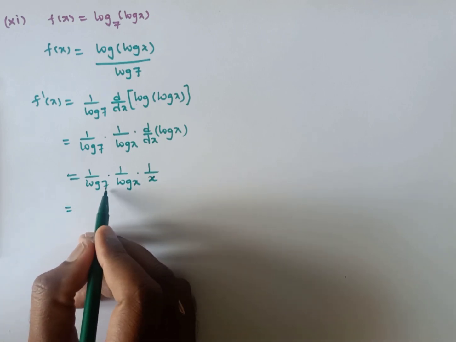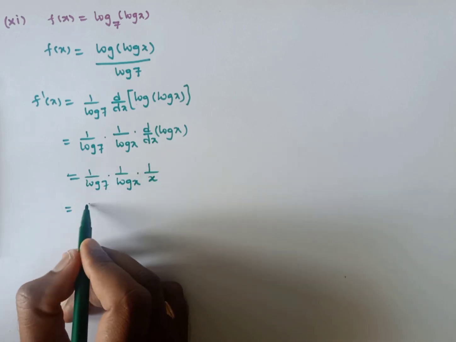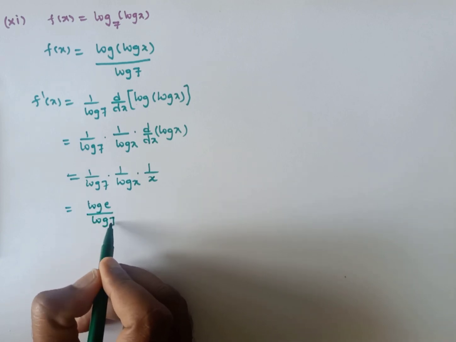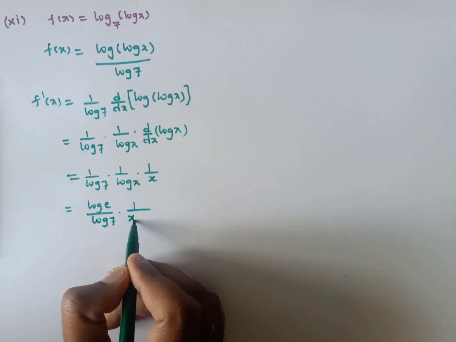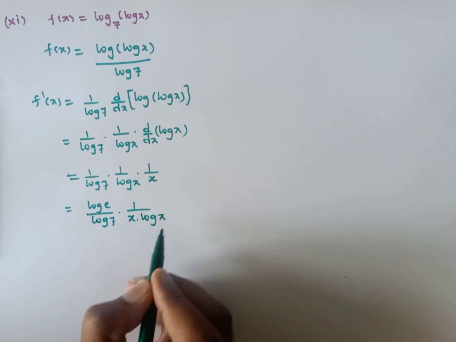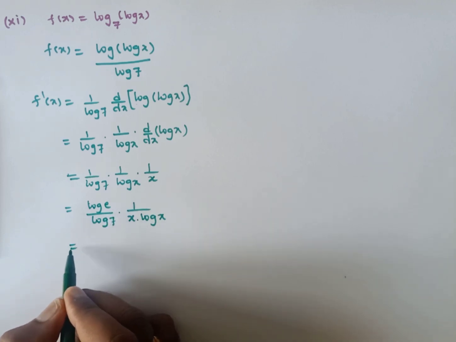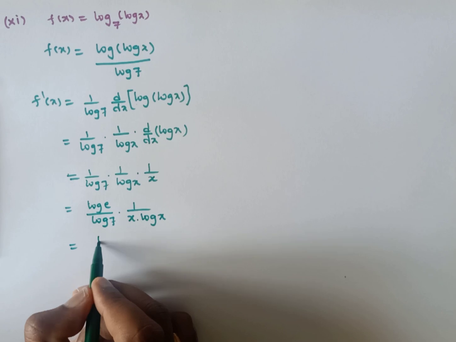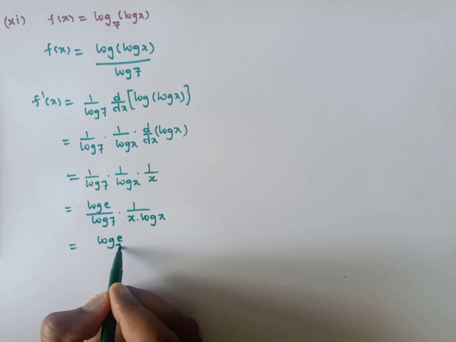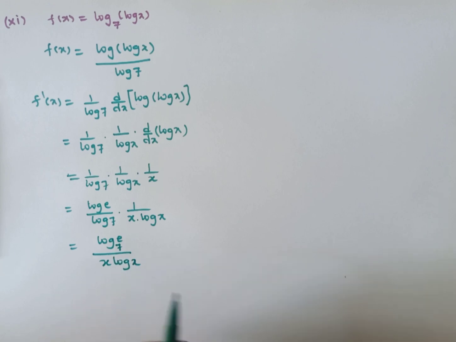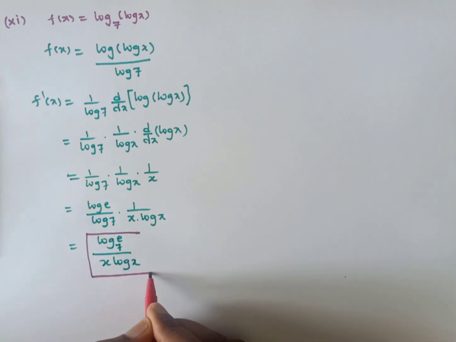So this is log 7. Log 1 can be written as log e divided by log 7, into 1 by x into log x. Now this is again log a by log b. Log a by log b is log a to the base b, right? So here I'm writing this as log e to the base 7 divided by x into log x. So this is the answer for the problem.